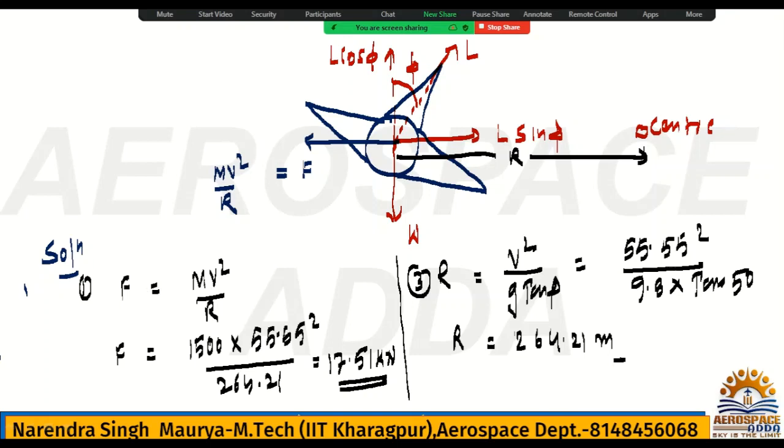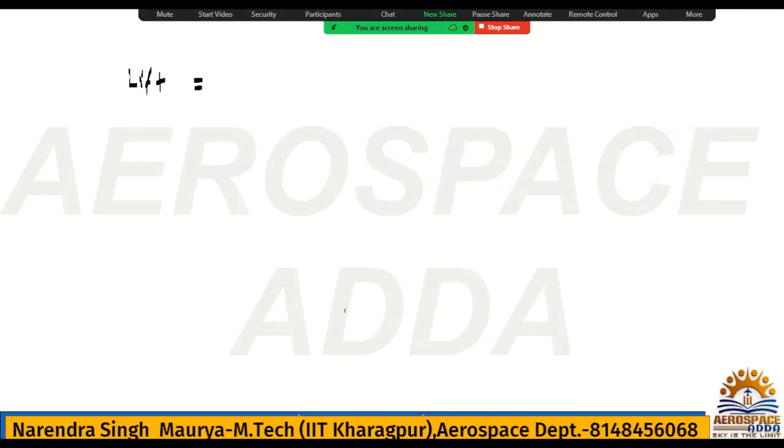M is given in kg, obviously mass will be in kg. Velocity in meter per second, r in meter. Directly, whatever value you get, it will be in Newton. What is the unit of the force? It is Newton. No need to multiply again by 9.8. Understood?